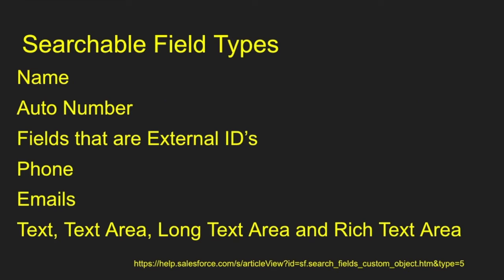But back to those searchable field types. The name of every object, you are able to search. If it's auto number, you can search in the auto number field. Fields that are external IDs, so any field that you set as an external ID, you can search for. Your phone fields and your email fields are all searchable, and all your text area or text fields are also going to be searchable.